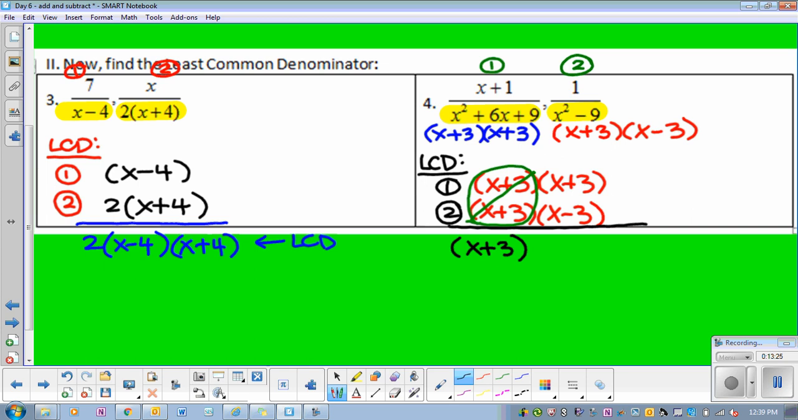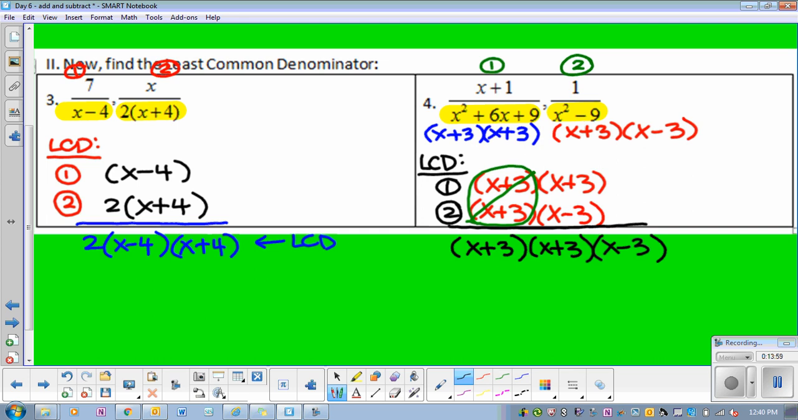And then look at the other factors that are still left over. Remember what I said? Everybody needs to come down, right? So then just bring them all down. x plus 3 comes down. And then the x minus 3 comes down. Does that make sense? It might look weird, and it might feel very awkward, but this is how you do it. This is the easiest way that I found throughout the years to teach this.